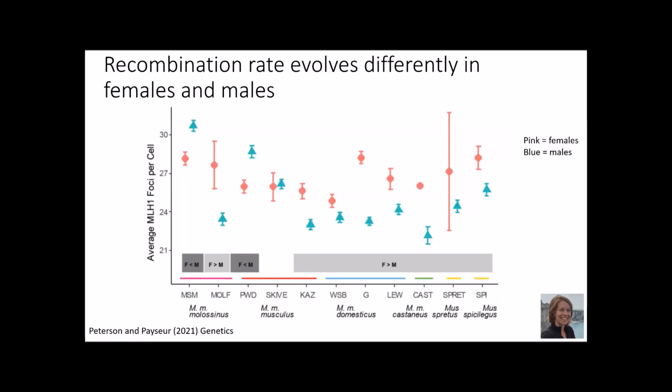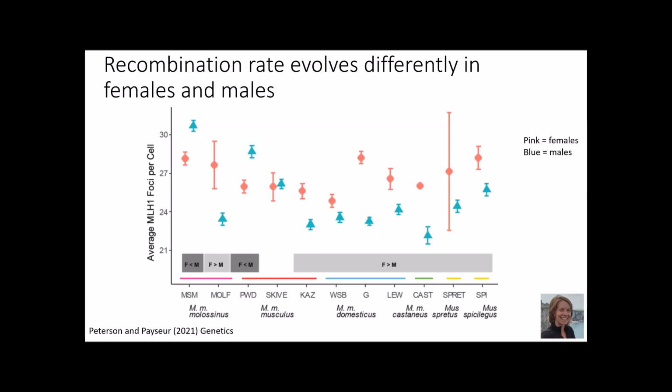And I'll just jump straight to the results. What I'm showing here is, along the x-axis is the name of each inbred strain along with its subspecies or species. We have a couple of outgroups on the right side, Spretus and Speciosus. And on the y-axis is again the average MLH1 foci per cell. So this is our measure of the total number of crossovers. The pink or orange circles are females, and the blue or turquoise triangles are males in all cases.